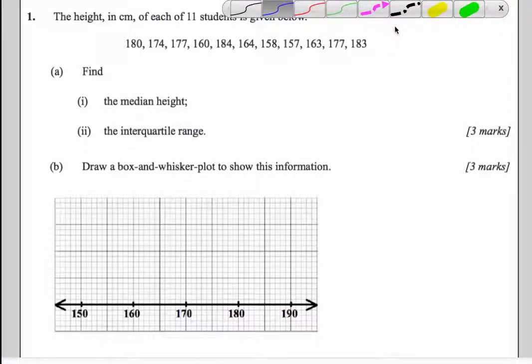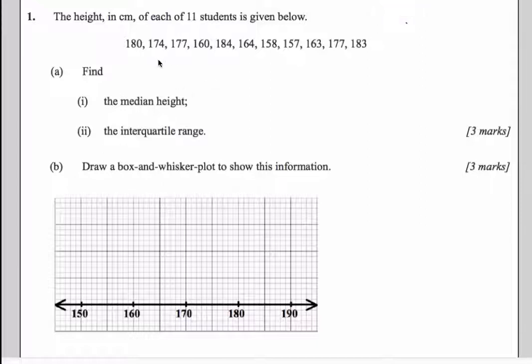So first question is a stats question. The height in centimeters of each of the 11 students is given below. Find the median height. So we could do this on the calculator, or we could do this by hand by just writing these numbers in order and then finding the middle value.